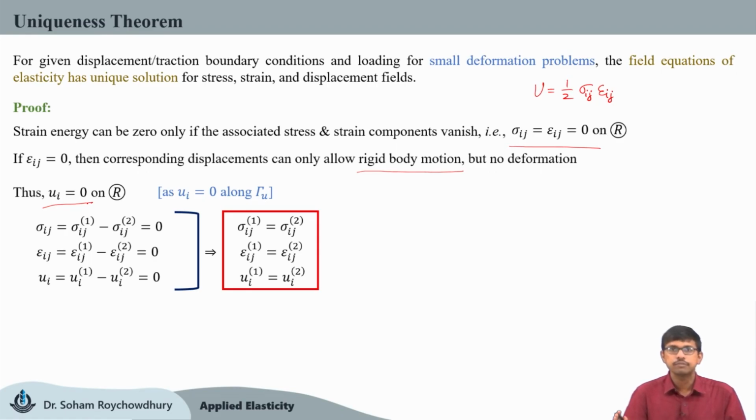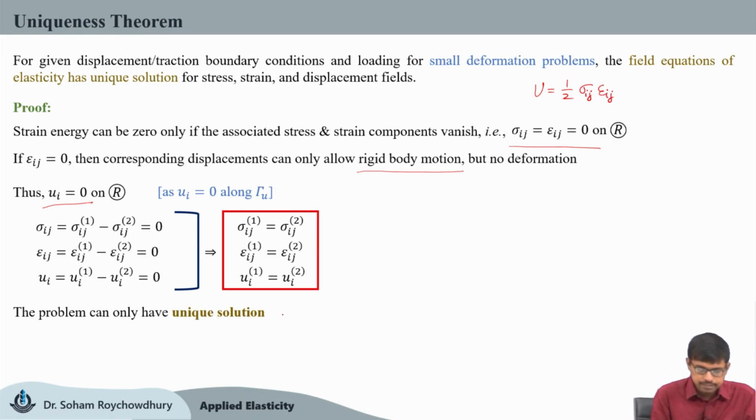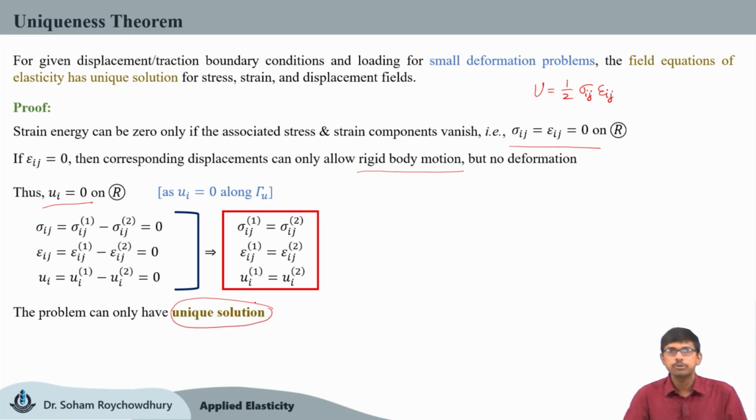thereby resulting in sigma ij 1 equal to sigma ij 2, epsilon ij 1 equal to epsilon ij 2, ui 1 equal to ui 2. So, that means the two states of solutions, whatever we had assumed to be non-unique, are coming out to be the same. So, the elasticity problem, or the solution of the field equations of elasticity, can have a single or unique solution, which is the statement of the uniqueness theorem, and thus it is proved.